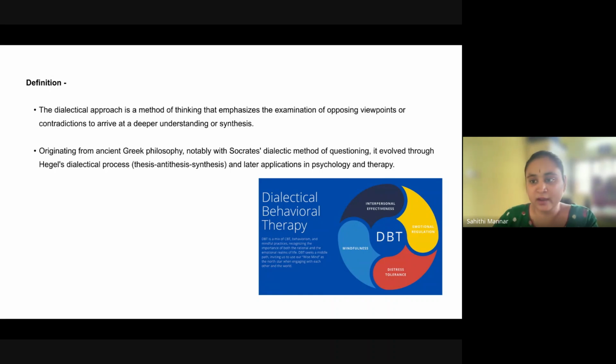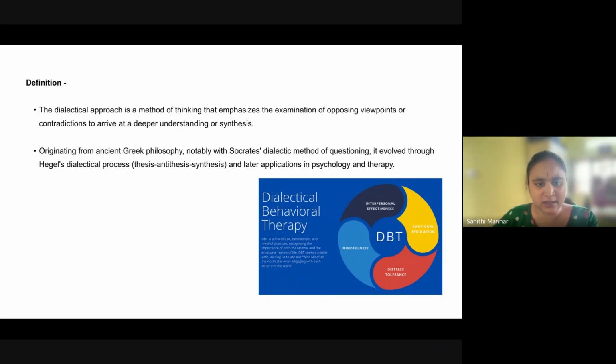Now, here we are talking about dialectical approach. A dialectical approach involves recognizing that multiple perspectives can coexist, and also that by integrating all these perspectives, we can arrive at a more nuanced understanding of a situation.